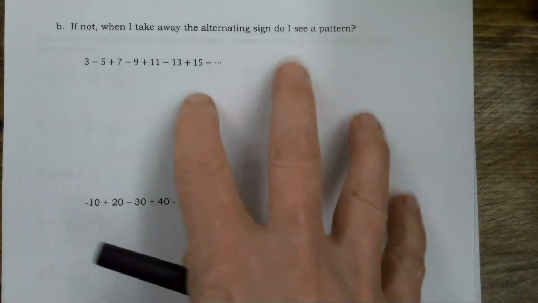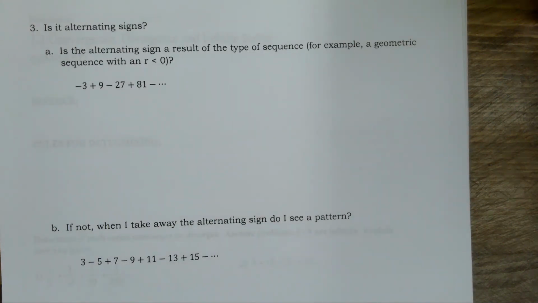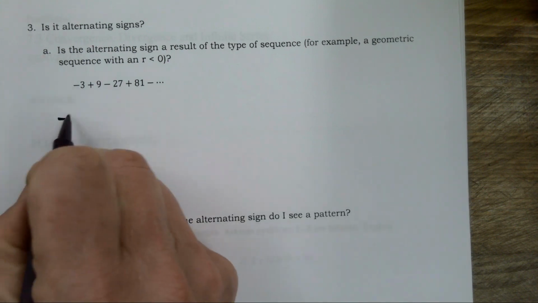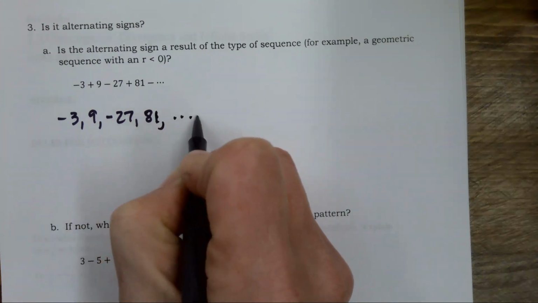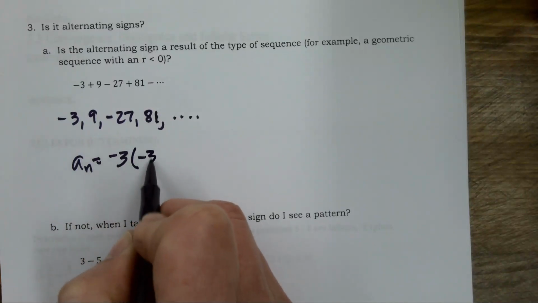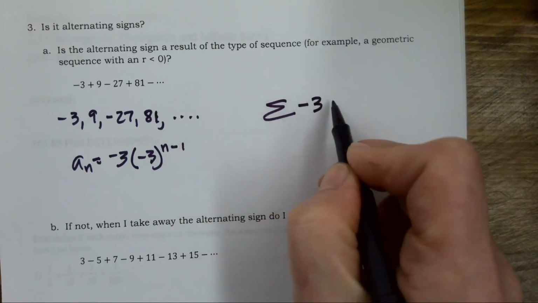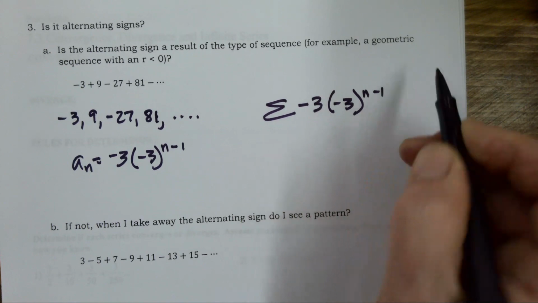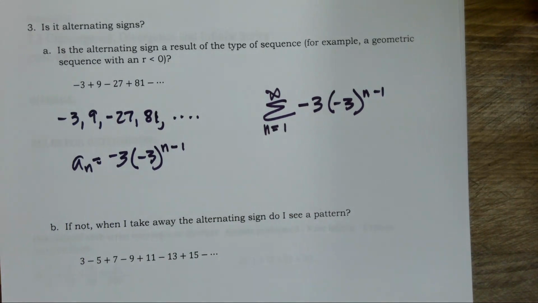So let's go back up to, if it's geometric and it's an alternating sign, great, just treat it as geometric. This one is -3, 9, -27, 81, and so on, forever. And my a sub n is equal to the first number times what I'm multiplying by to the n minus 1 power. So my sigma notation is n equals 1, and this is going to infinity, and I take care of that again as a result of an alternating sign.